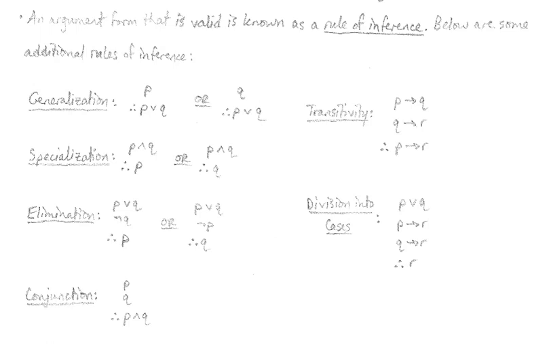Next up is the elimination. Similar to the first one, kind of. If you know that the disjunction of 2 things is true, and you know that one of those things is false, then you know that the other one has to be true.